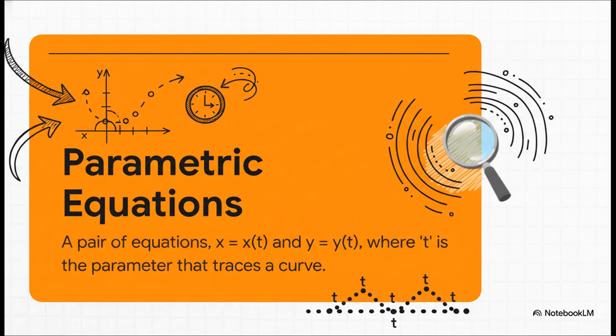And this leads us right to the big idea of parametric equations. Instead of having just one equation that links x and y together, we have a pair of them. One equation tells us the x-coordinate based on time, t, and the other tells us the y-coordinate. So as t ticks forward, our xy point gets drawn across the screen, tracing out a curve. It's a really simple but incredibly powerful idea.